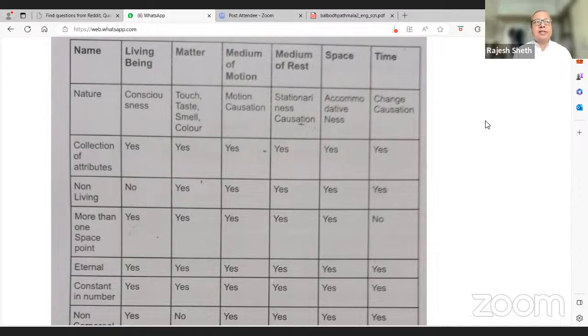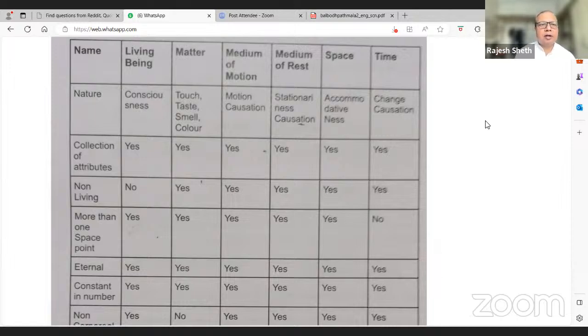All these six substances are eternal. All these six substances are independent of one another. All the six substances are self-made. All these substances cannot be destroyed. All the six substances are not being controlled by any authority. These are some of the common attributes across all six substances. We will learn a few more also as we finish this chart.